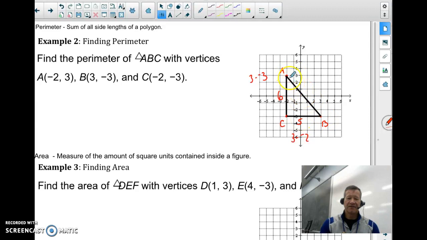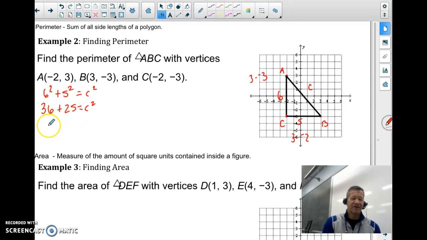Now, to find the third side, I can simply use the Pythagorean theorem. I know a squared plus b squared is equal to c squared. So if I call this side little c just to begin with, I can say that 6 squared plus 5 squared will equal c squared. So 6 squared is 36, 5 squared is 25. If I add those together, I get 61.